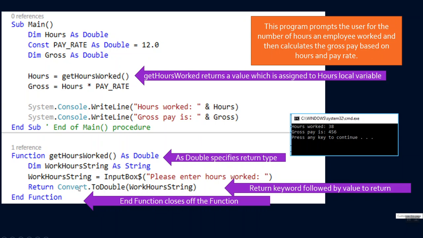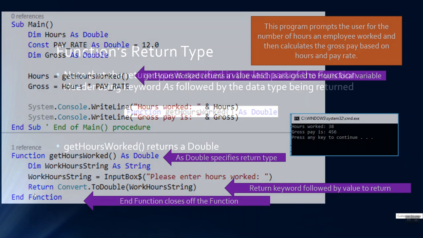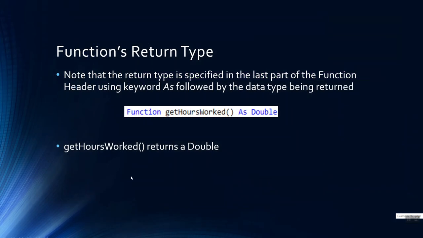If you're asking yourself, could this last line in the function have been two steps? Could we have defined a double variable and maybe called work hours and set work hours equal to convert to double work hours string, and then said return work hours? Absolutely. They combine two steps here. It is important to realize that they could have calculated and assigned to a variable and then returned that variable. So there are multiple ways to do some of these things. Note that the return type there is the as double.